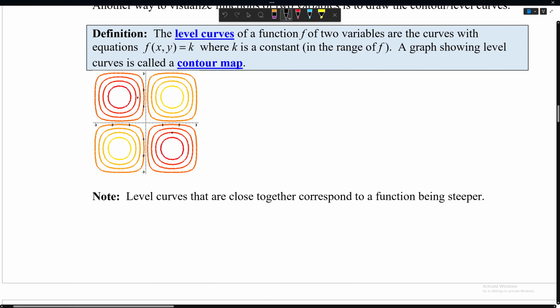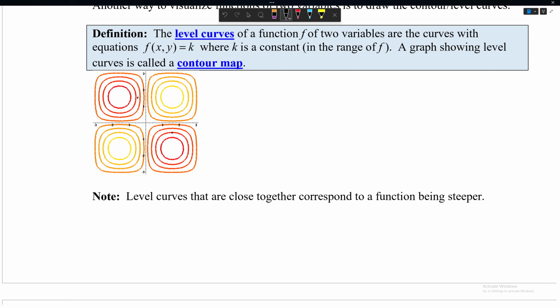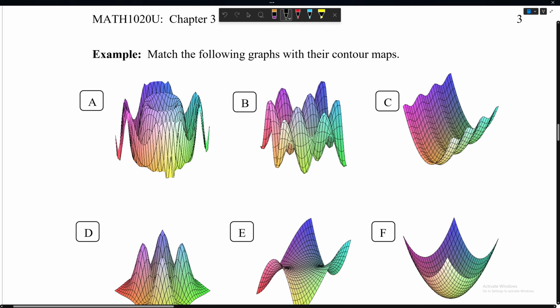Okay, so the level curves of a function f of 2 variables are the curves with the equation f of x equals k, where k is a constant in the range of f. A graph showing level curves is called a contour map. So how can I explain this? Because I feel like if we go through examples, you guys will understand it better. Okay, so I think that's what we're gonna do. We're gonna pass through this one and explain it here.